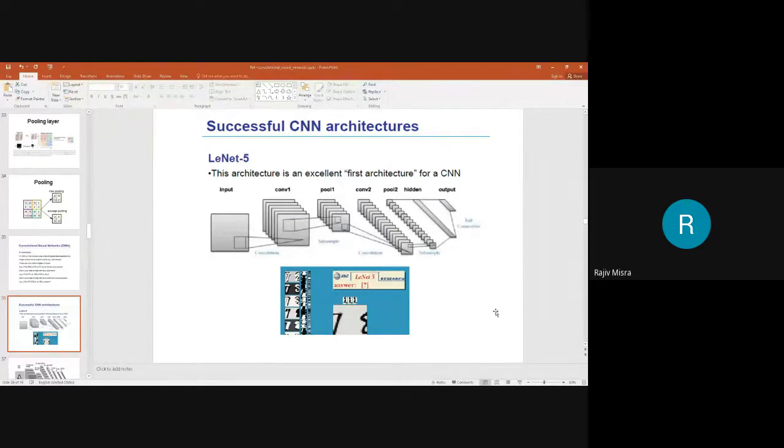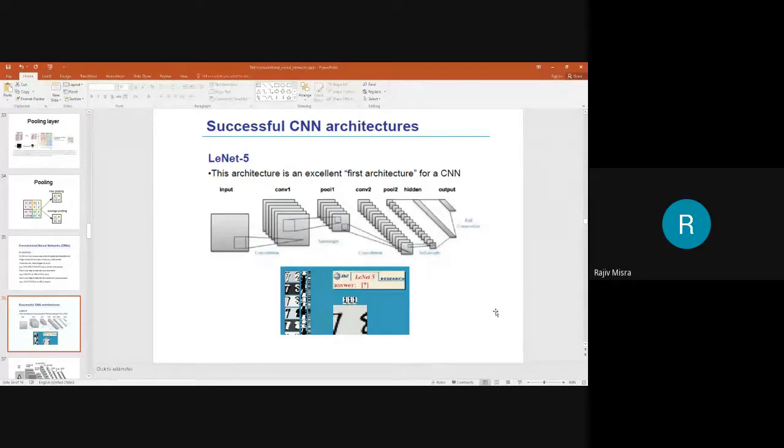So the input is, let us say, any document image, for example an image of a checkbook, and from there you have to detect the value. The handwritten numbers are written there, and you need to find what value is being asked for withdrawal in the check. So the input is there.